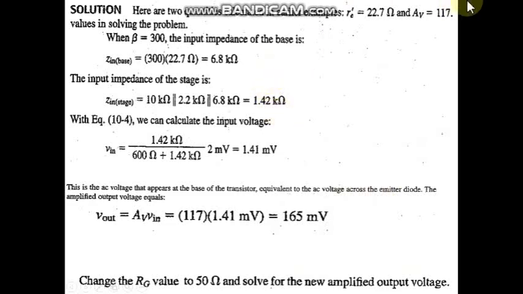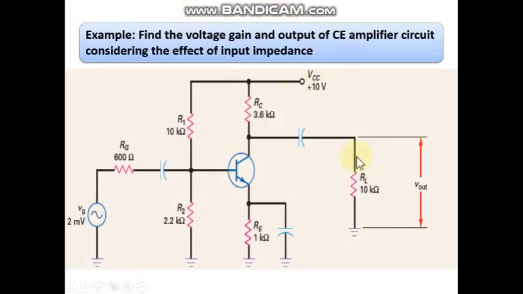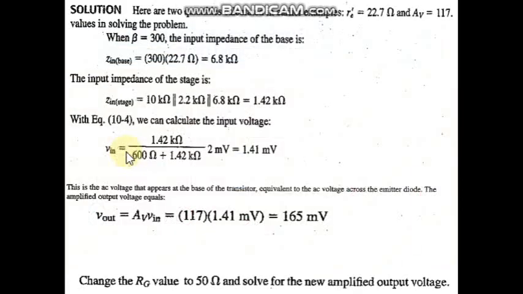So we will proceed with the same pattern. We have already calculated the value of Re dash and AV, because here the circuit parameters are similar to the previous example that we have seen, only this changes. So we are adding this. So we will straight away take the values of Re dash and AV from the previous example. Here the beta value is 300.